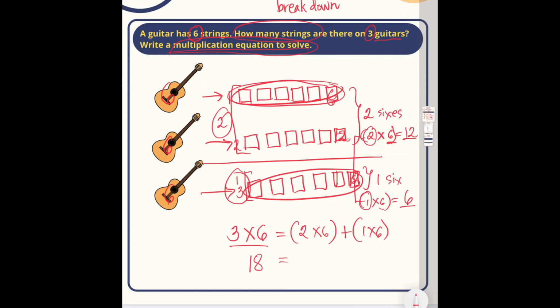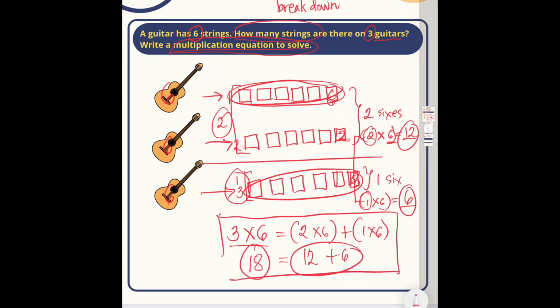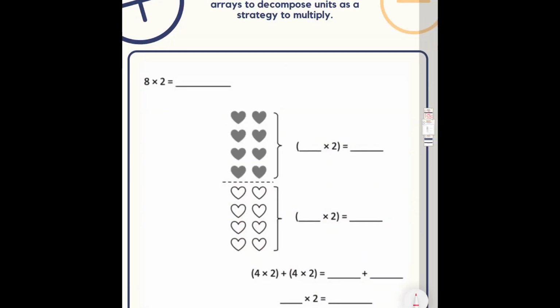Let's see if this is going to be equal to 18. 2 times 6 is 12. And 1 times 6 is 6, so add that. Is 12 plus 6 18? Definitely it is. So this is our distributive property equation for this problem. Alright, boys and girls, now let's move on to the next problem.